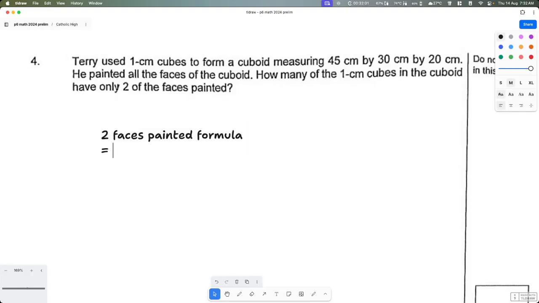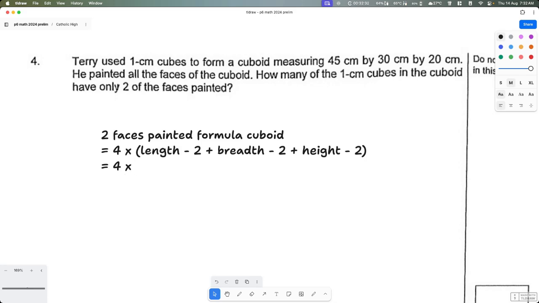Okay, so there's this 2 faces painted formula, specifically for a cuboid. Just remember this. Basically, it's 4 times bracket, length minus 2 plus breadth minus 2 plus height minus 2. That's it. So it's 4 times, and the length is 45 minus 2, plus 30 minus 2, plus 20 minus 2.